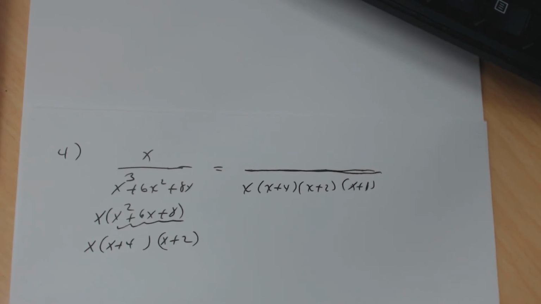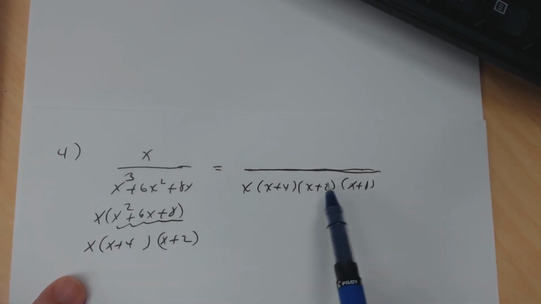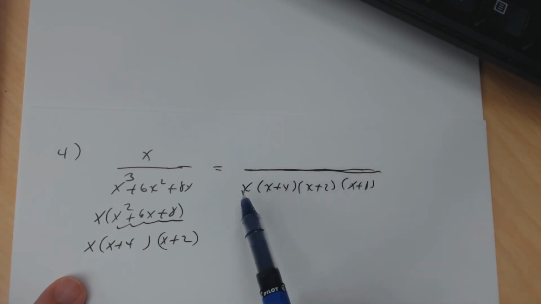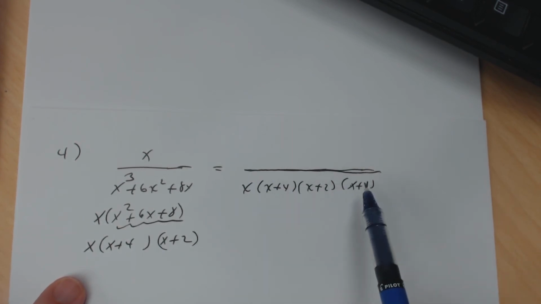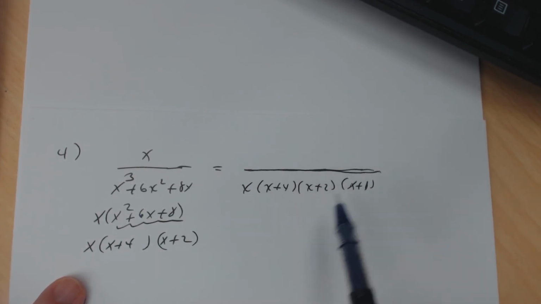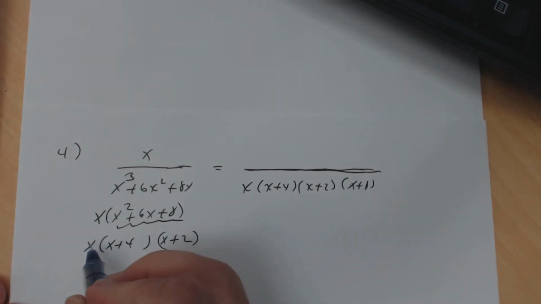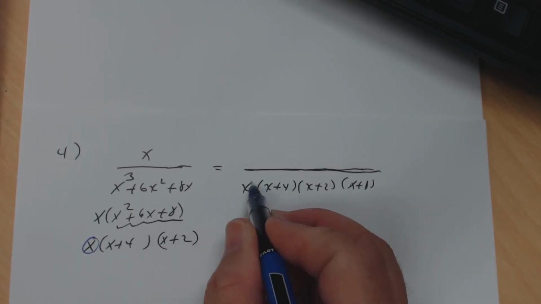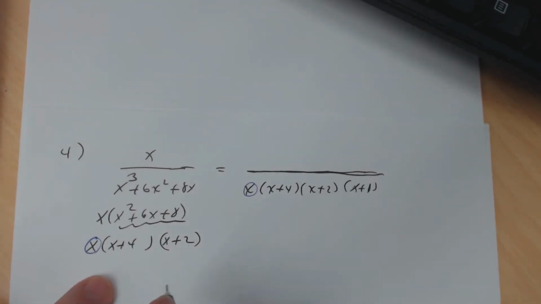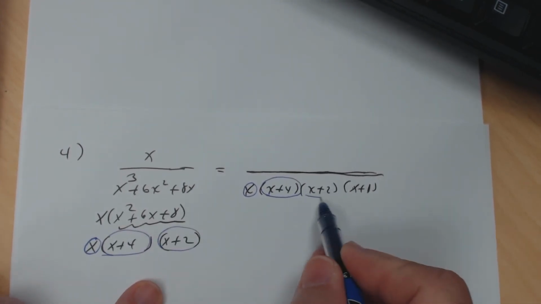All right. So remember, I want to write this fraction as an equivalent fraction with this denominator. So you got to look at what's missing. See, I already have an x. Circle the ones you already have. I already have the x. I already have the x plus 4. And I already have the x plus 2.